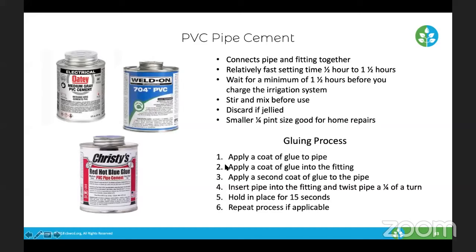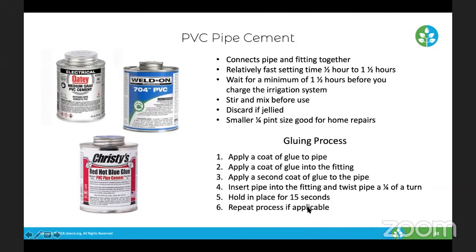So the gluing process for using the glue and the pipe is we apply a coat of glue to the pipe. We apply a coat of glue into the fitting, and then we apply a second coat of glue to the pipe. So we hit the pipe twice, we insert the fitting, and then we twist the pipe a 1/4 of a turn. We want to do a 1/4 turn to make sure that all the glue is sealed around the fitting. And then you want to hold it in place for about 15 seconds.